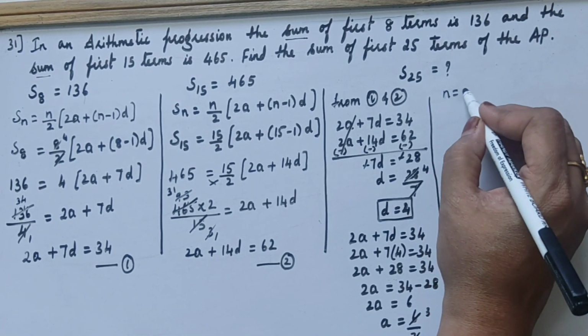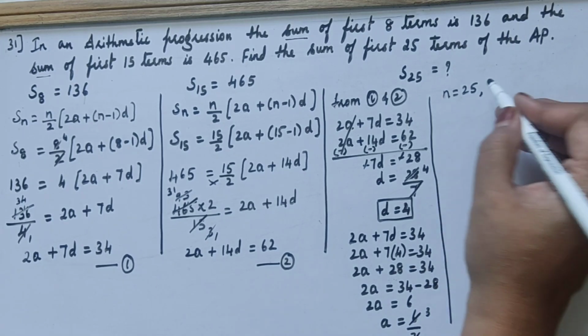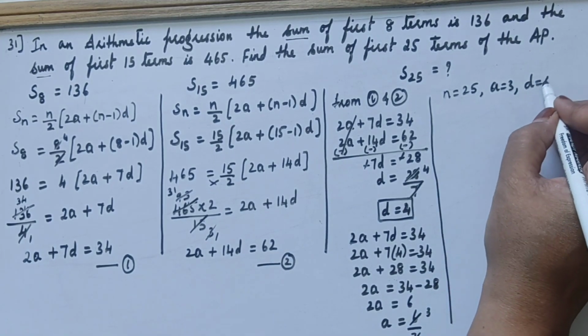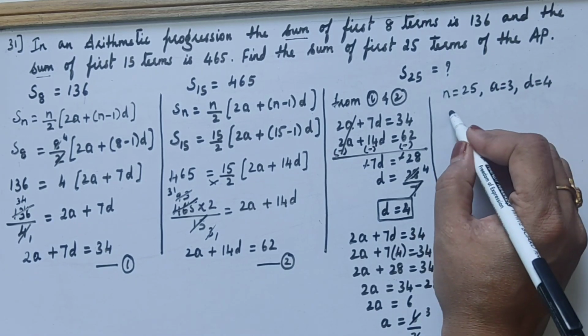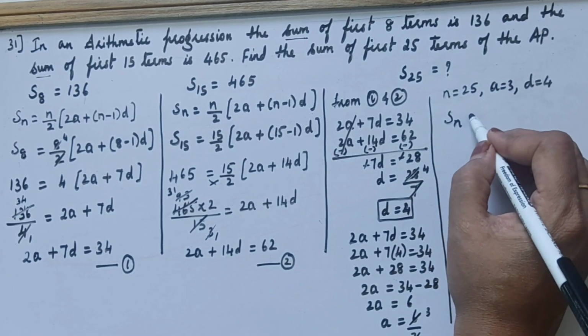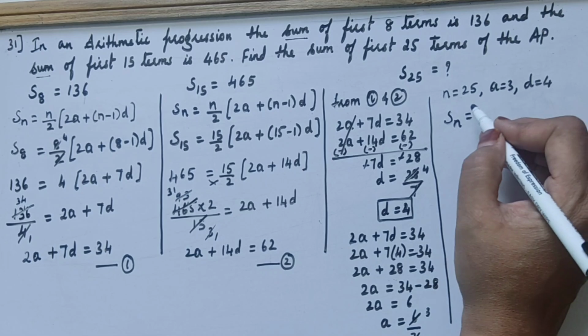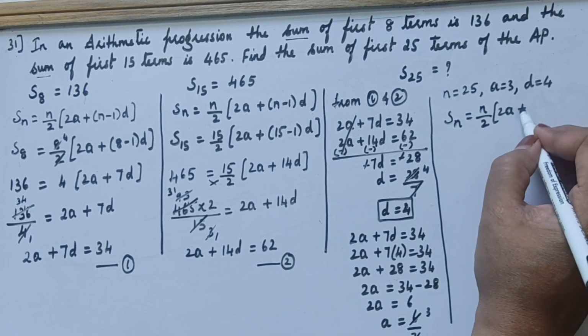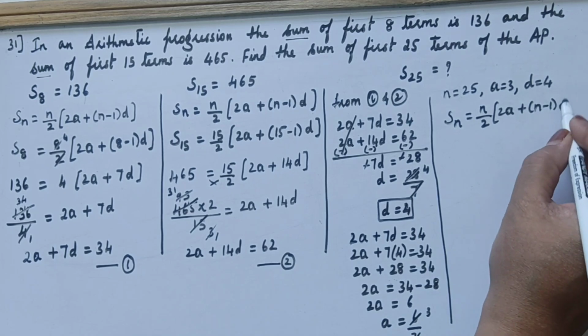Here n value is 25, a value is 3, and d value is 4. Okay, now we need to find out S25. Again I'm going to repeat the formula. Sn equals n upon 2 into 2a plus n minus 1 into d.